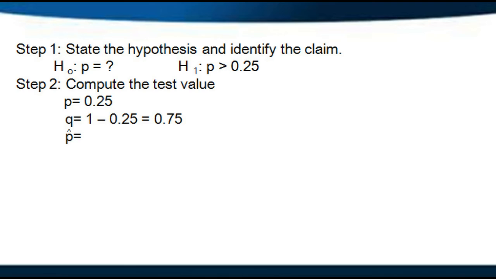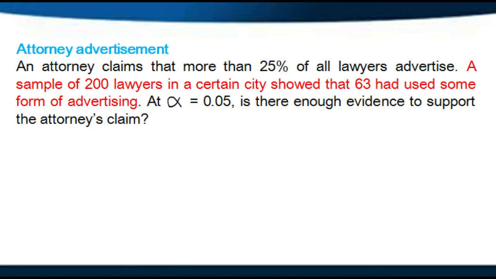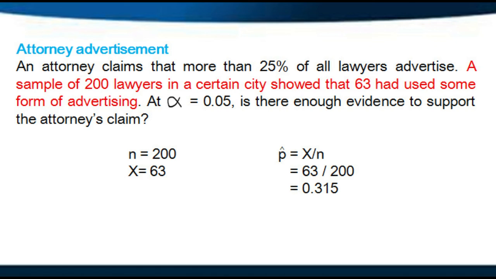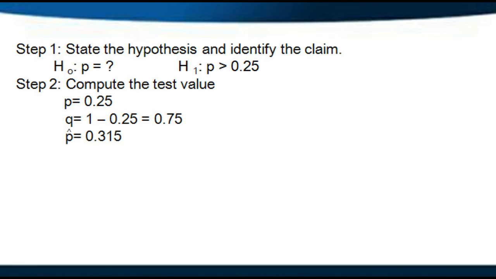From the problem, it says a sample of 200 lawyers in a certain city showed that 63 had used some form of advertising. Here we have n and x. n is the population, which is 200. x is the respondents, which is 63. To solve for p hat, we'll be using x over n, that is 63 over 200. 63 over 200 is equal to 0.315. So the value of our p hat is 0.315.